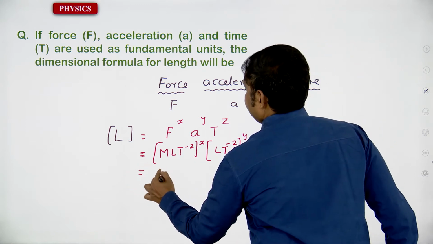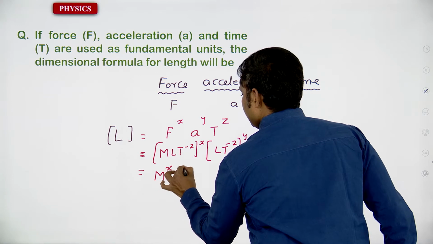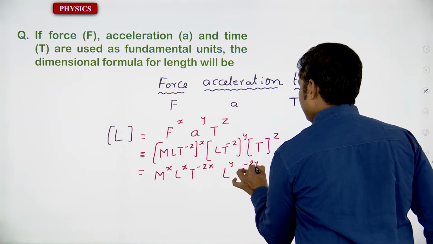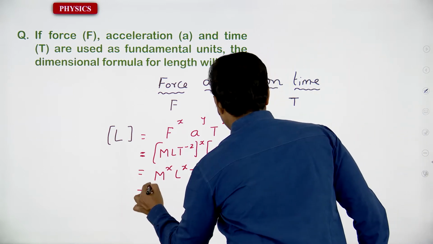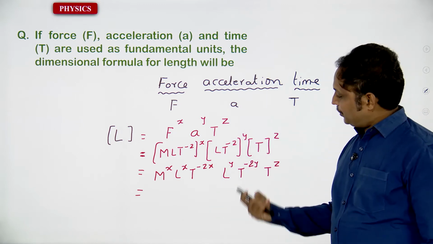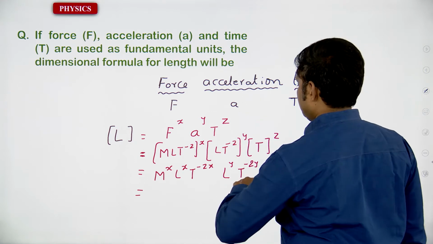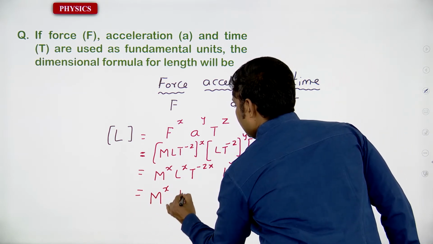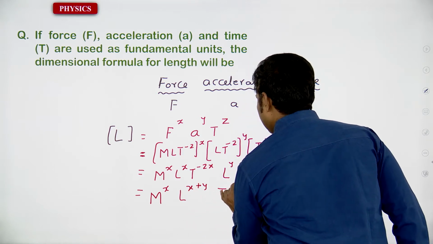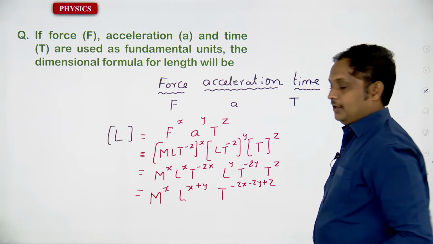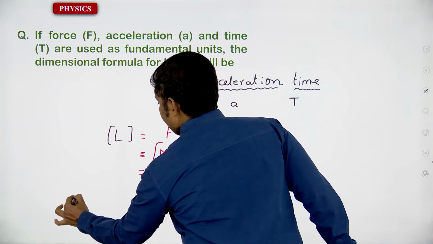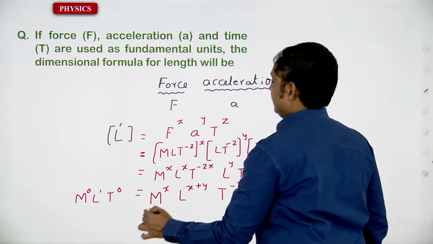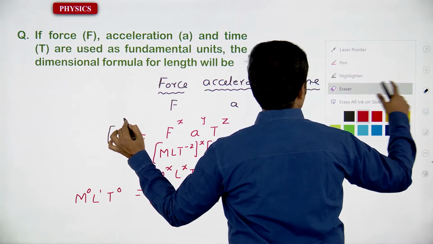If you expand this, you get M power x, L power x, T power minus 2x, and L power y, T power minus 2y, and T power z. Now write the similar terms with the powers added: M power x, L power x plus y, T power minus 2x minus 2y plus z. This is going to be M power 0, L power 1, T power 0, that is L power 1.